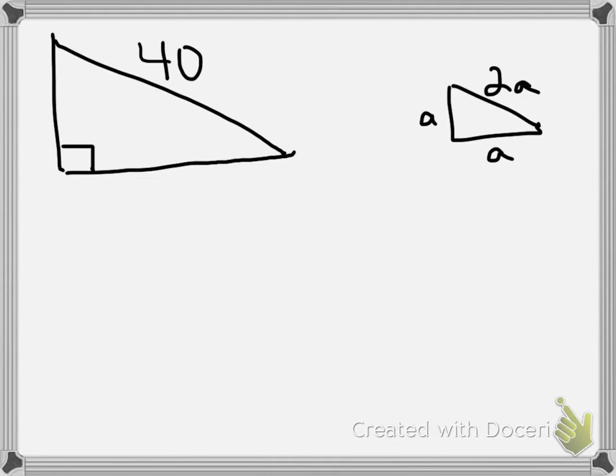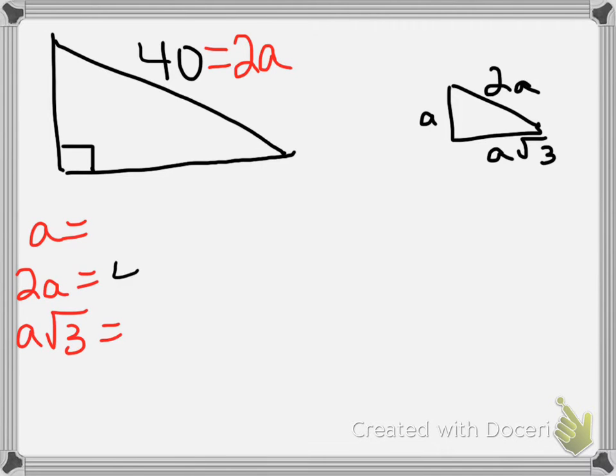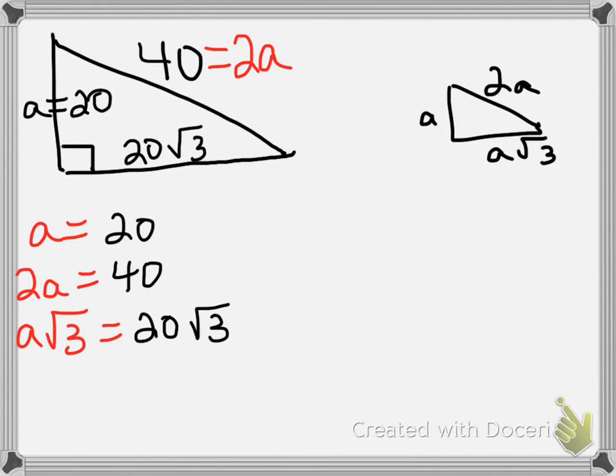On this next problem, we're given a 30-60 right triangle, and we're given that the long side, the hypotenuse, is 40. And so we're going to use our template a, 2a, and a square root of 3, and I'm going to start by writing 2a next to my 40. If 2a is 40, then I can say a is 20. And then to find a square root of 3, I just take the value I found for a, which I got by dividing 40 by 2, and substitute that in, and I get 20 square root of 3.